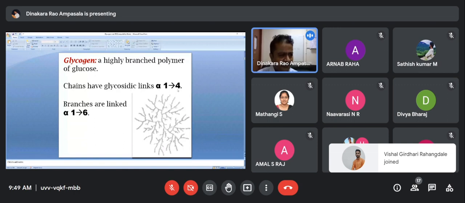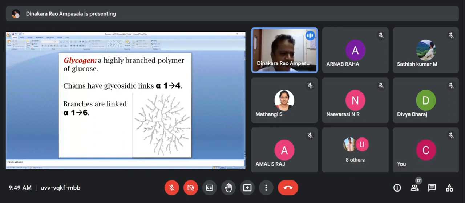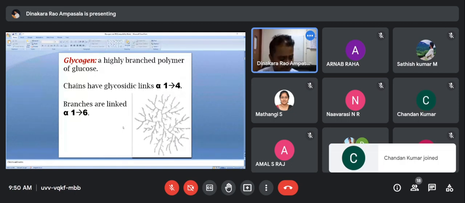One is alpha 1,4, where it is linearly linking, and wherever a branch point is generated, that branch point will have a 1,6 glycosidic bond. Okay, those are the branching points, and you can see glycogen has many branches here. This cartoon just shows how branches are created in glycogen.